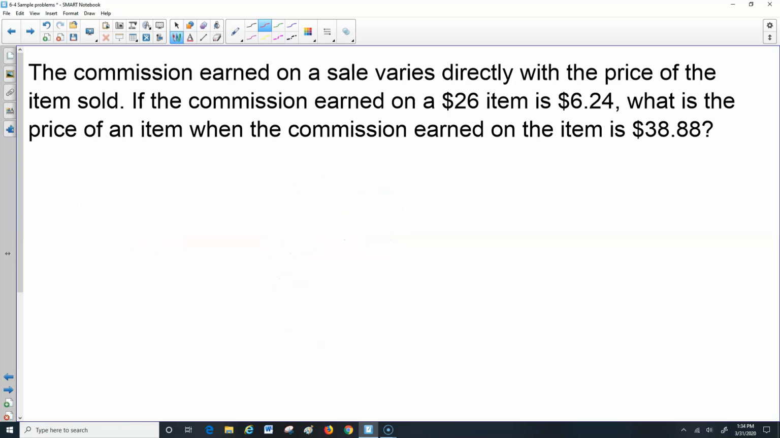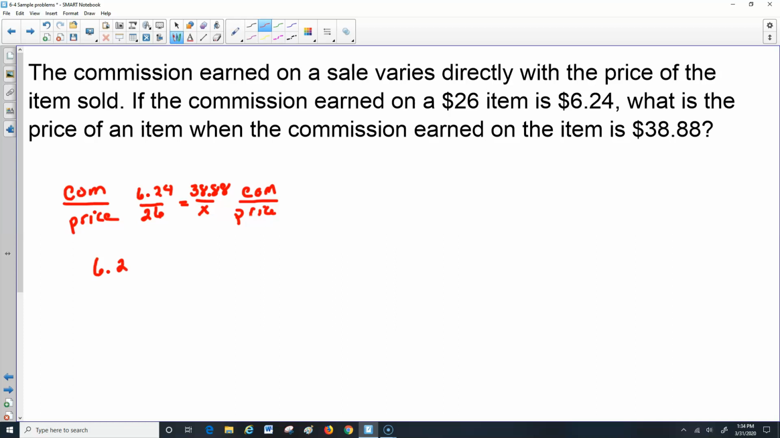The second method we can use is to write a proportion that compares the commission with the price. We're going to need two fractions that both compare commission and price in that same order. The first sentence says that the commission earned on a $26 item, so that's a price, is $6.24. That's a commission. We want to know the price when the commission on an item is $38.88. So now that we've got a proportion, we can cross multiply to solve.